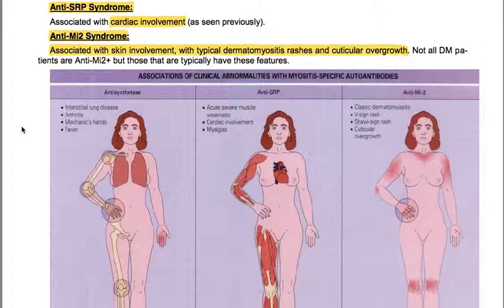Anti-SRP syndrome is associated with cardiac involvement, and anti-Mi-2 syndrome is associated with skin involvement, with typical dermatomyositis rashes and cuticular overgrowth. Not all dermatomyositis patients are anti-Mi-2 positive, but those that are typically have these features. So, anti-Mi-2: skin involvement, typical dermatomyositis rashes, and cuticular overgrowth.